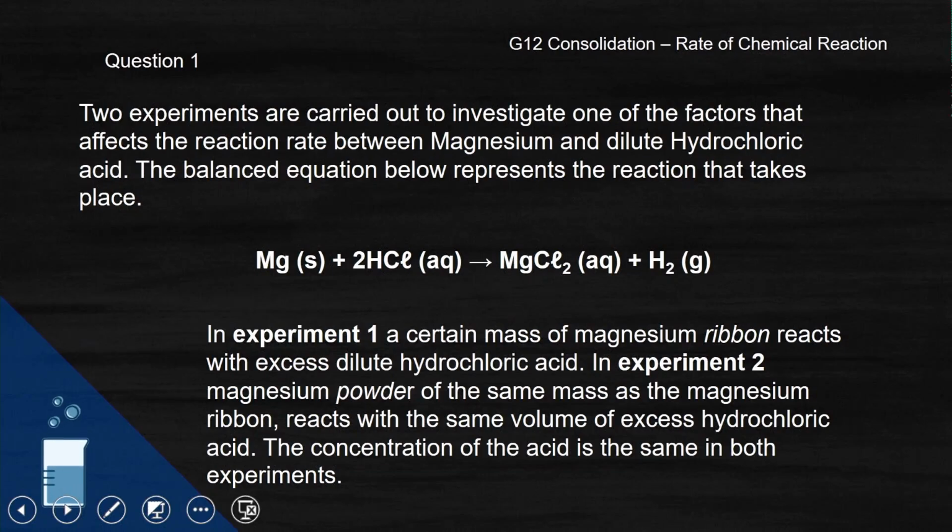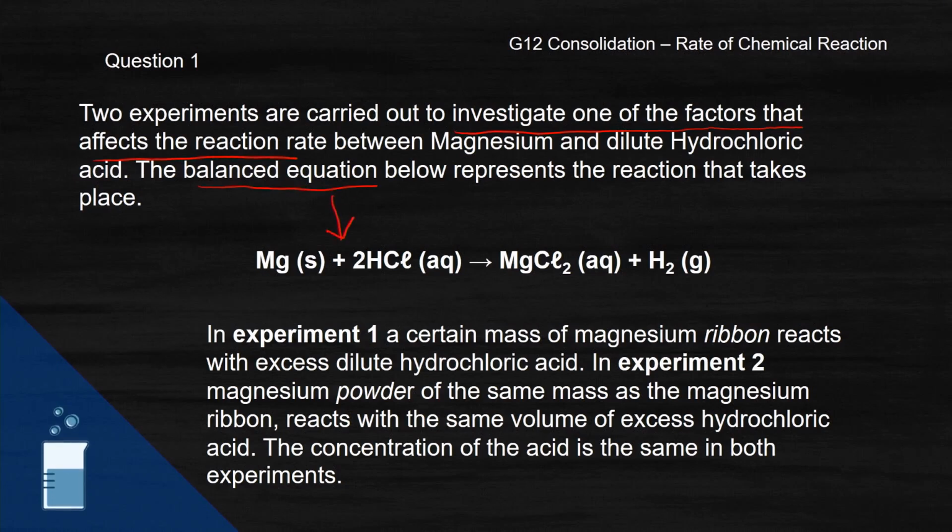And the first question is about two experiments that are being carried out. So two experiments are carried out to investigate one of the factors that affects the rate of reaction, between magnesium and dilute hydrochloric acid. The balanced reaction is shown below because, of course, we always need balanced reactions. Magnesium solid with hydrochloric acid makes a salt, magnesium chloride, and hydrogen gas.